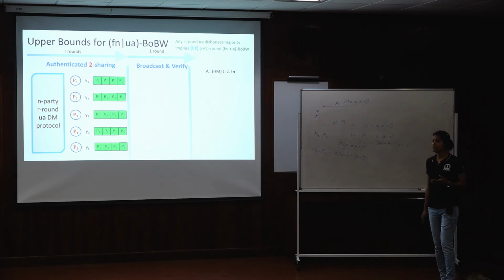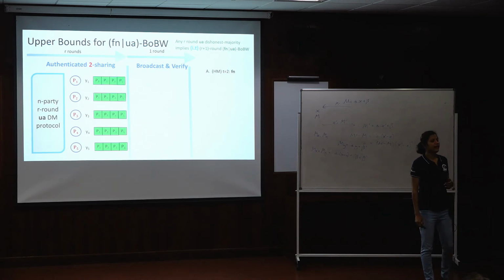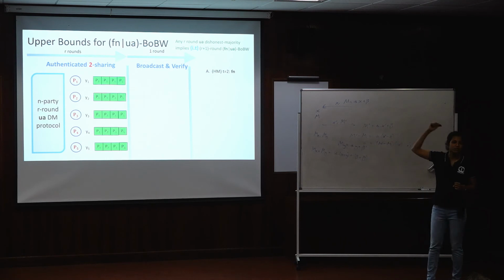And on the other hand, if there is majority corruption, that is, let's say there are 3 corruptions, then we should get unanimous abort. So let's check that one by one. Let's first consider the honest majority case.